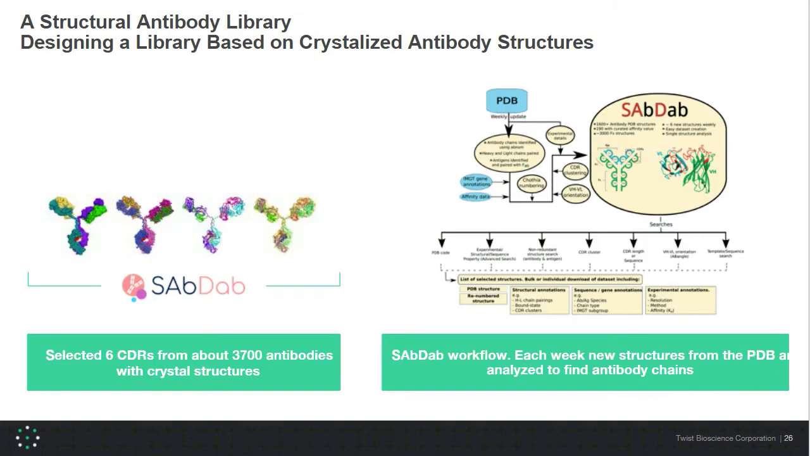The next library I'll focus on is our structural antibody library, as I talked about before. It's derived from antibodies that are in the PDB. And again, we took antibodies from this database to basically enable us to focus in and create a library on that diversity of antibodies that have been crystallized, again, with this idea that antibodies that have been crystallized are very stable and potentially very debuggable.